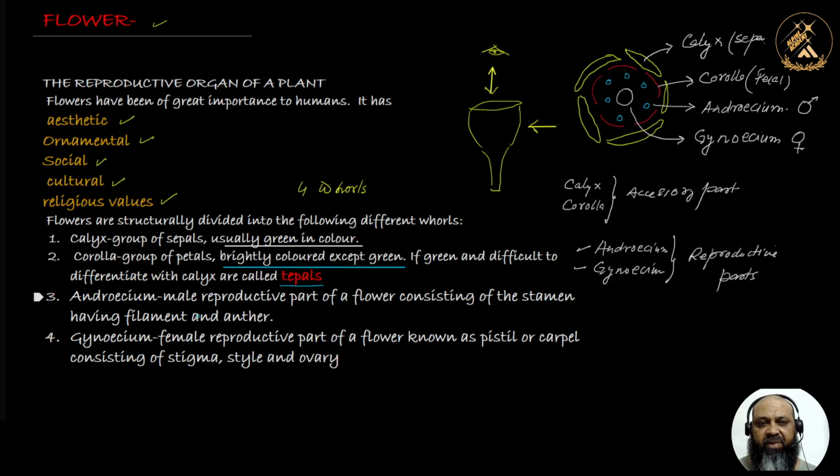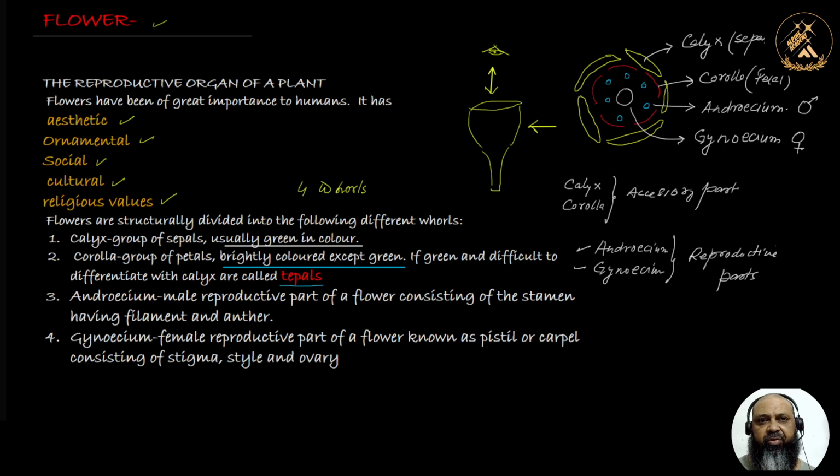Okay. So androecium is the male reproductive part of the flower, consisting of the stamen having filament and anther. This we will discuss in detail, so don't worry about that. And gynoecium, which is the female reproductive part of the flower, is known as the pistil or carpel, and it also consists of stigma, style, and ovary. These are the different parts of it. This we will also discuss in detail. So the flower is very crucial.